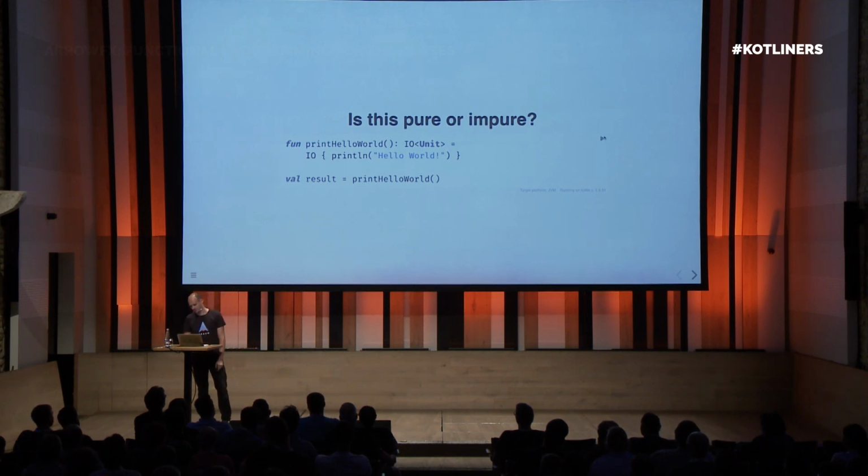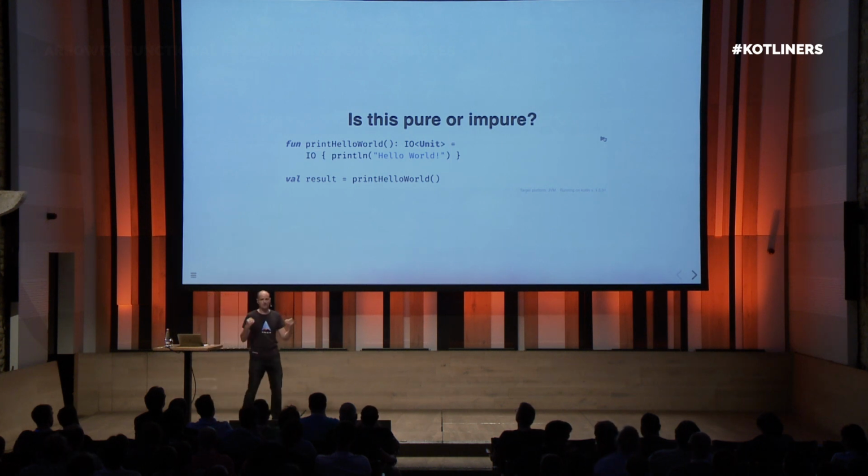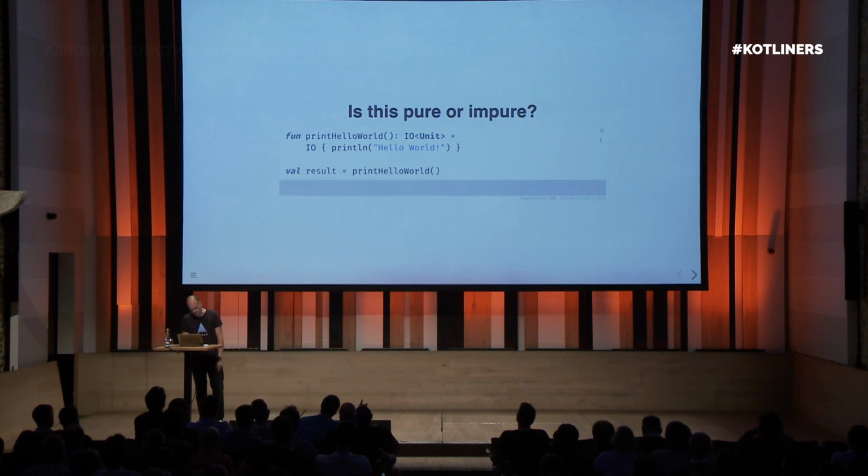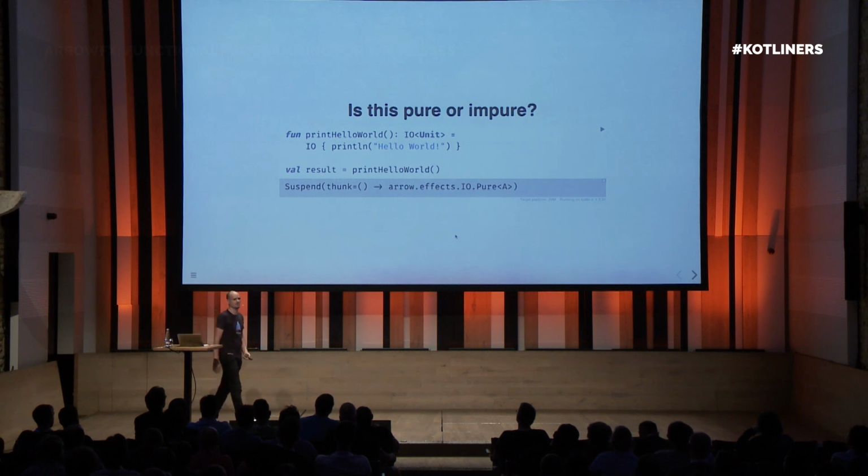This is pure, OK, because we are actually wrapping our computation, which is the same computation we had before, into the functional data type, IO, which is deferring the execution of this lambda for us. OK? So if I run this, what we get is Suspend.